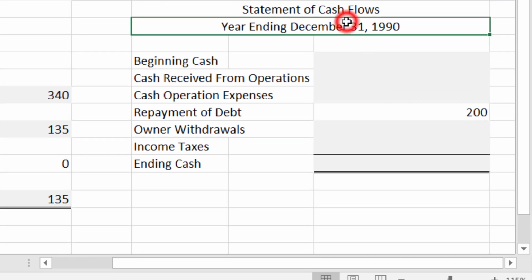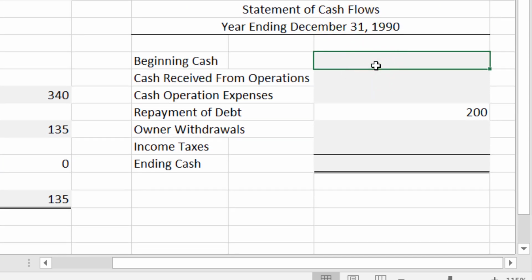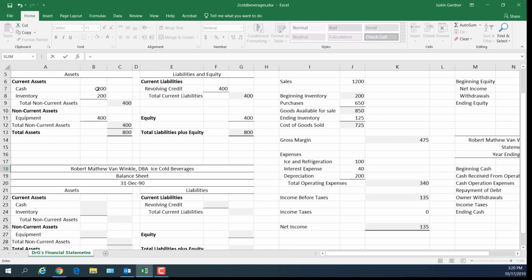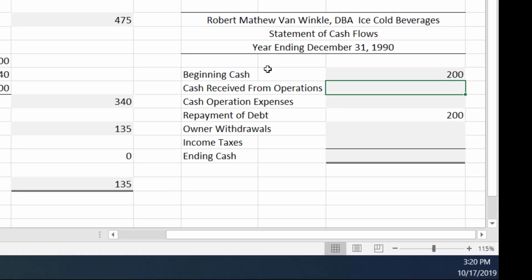Now we're going to work on our statement of cash flows. It starts off with the beginning cash. We'll type an equal sign, and we'll roll all the way over here to our beginning balance sheet where we will find our beginning cash of $200. We click on that. It gives us a cell reference. We hit enter, and we're ready to go.